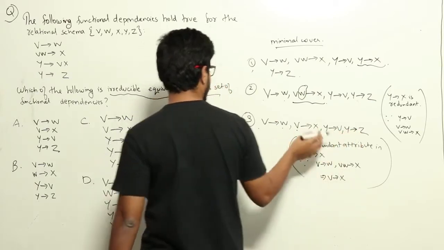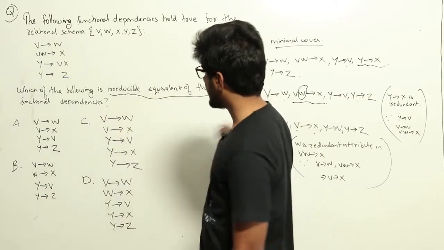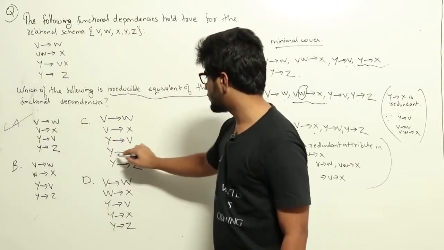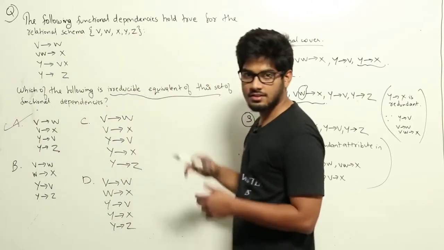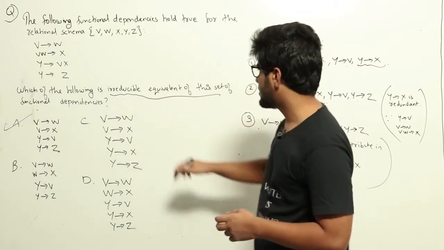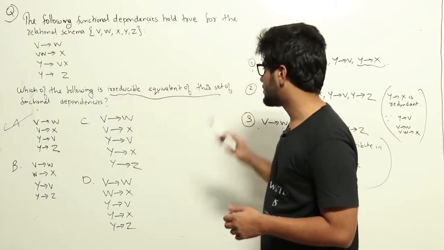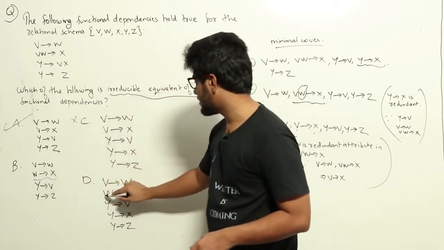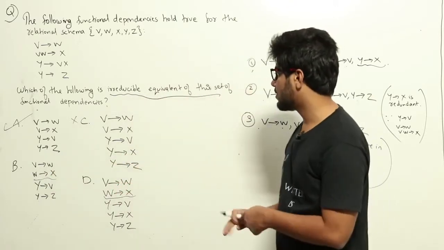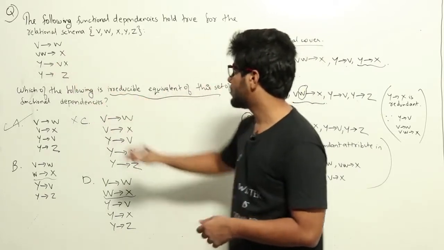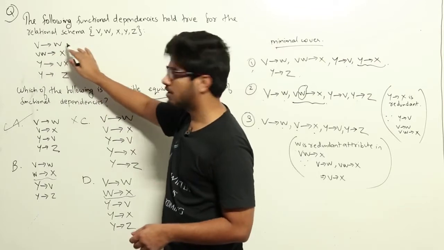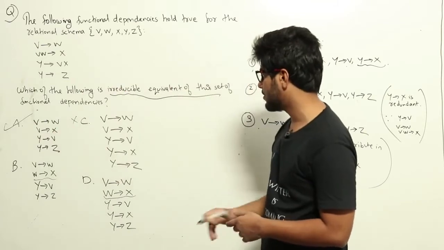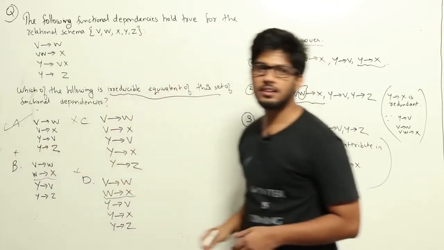Now we'll look at the options. Option A is just directly what I have got here. So option A is the correct answer. Option C was also a cover, but it has Y gives X. Y gives X, just as I have shown here, is a redundant functional dependency, so it is not an irreducible equivalent of the set. If you look at B and D, you will see that they have W gives X written straight. That is wrong. W can never give X alone. W and V together can give X. From here we can remove W because V already gives W and VW together can give X. That's why we could write it as V gives X instead of VW gives X. So B and D are also wrong. A is the right answer.